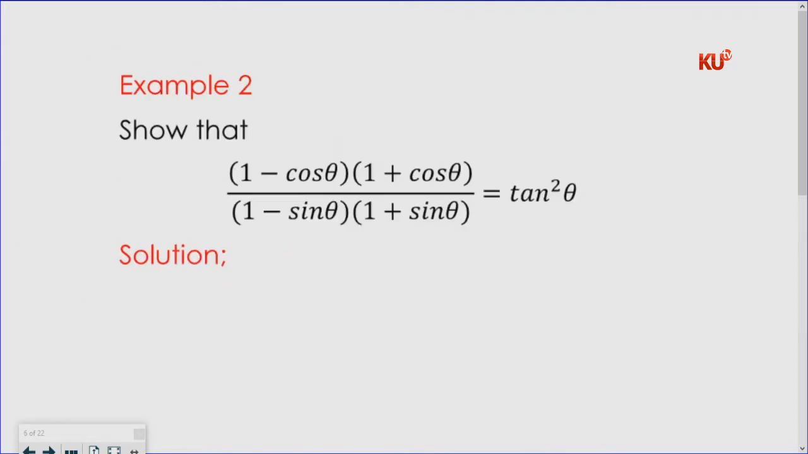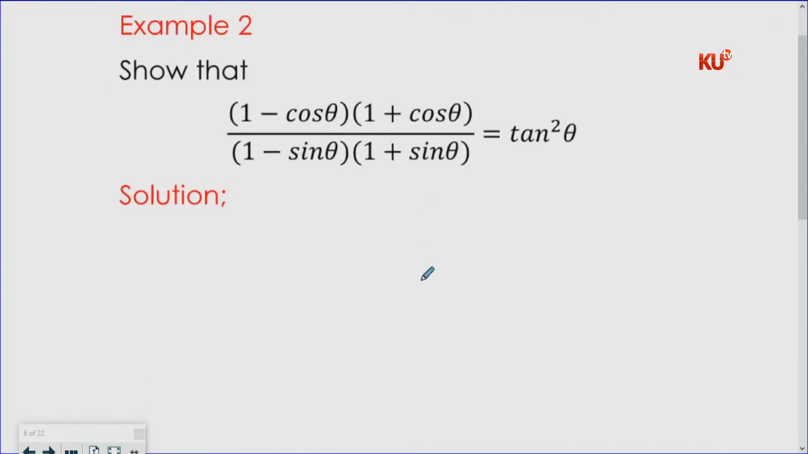So we can also look at another example, example 2. A very good question here. We have (1 minus cos theta)(1 plus cos theta) over (1 minus sine theta)(1 plus sine theta) is equal to tan squared theta. This is a very good question, 2, 3, or 4 marks in section 1. So, learner, let us open the brackets. You did this again in Form 2, quadratic expressions.